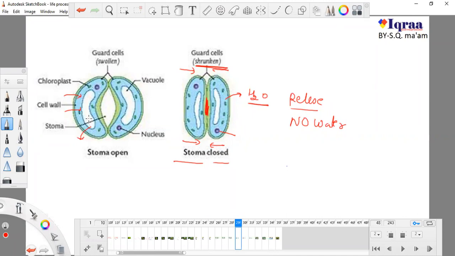So in this case we can see that water is inside and they are having a huge amount of water. This is water. And as the water comes out, they will go apart, because they will get swollen, that's why they will get apart. So this is the working of stomata.